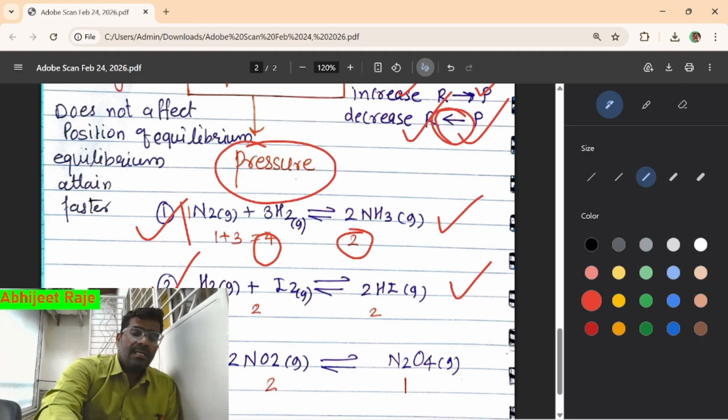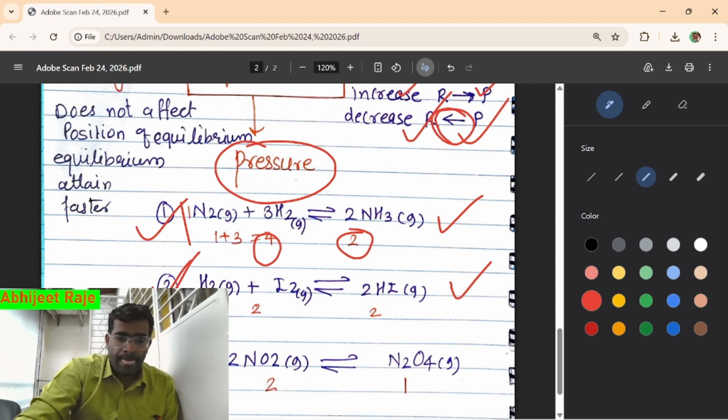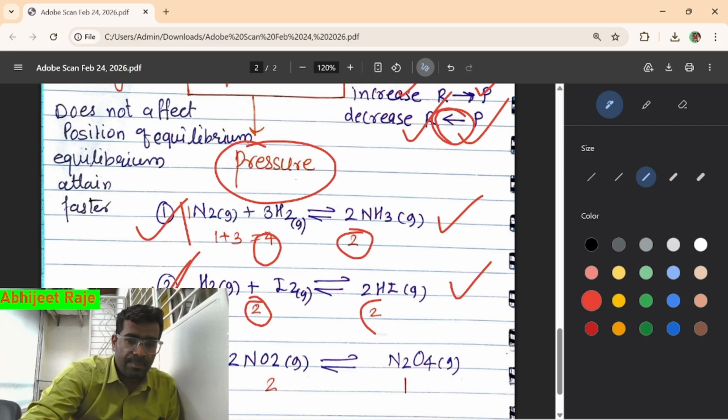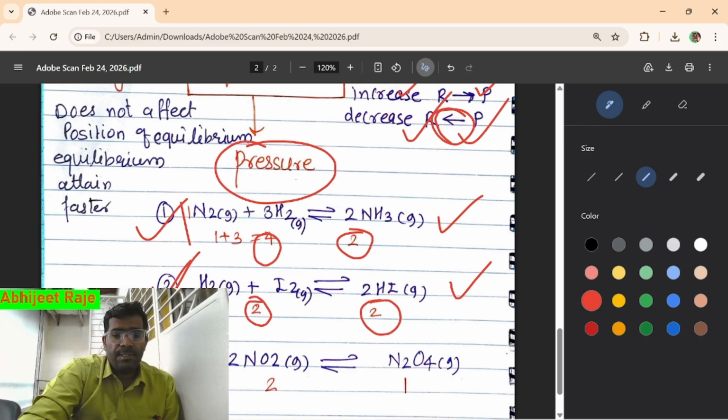In the second case, I have H2 and I2. In this case, the moles of reactant and product are the same. I have 1 mole of H2 and 1 mole of I2, so the total moles are 2, whereas on the product side I have 2 moles of product, right? So reactant side 2 moles, product side 2 moles. So this reaction has no effect from an increase or decrease in pressure.